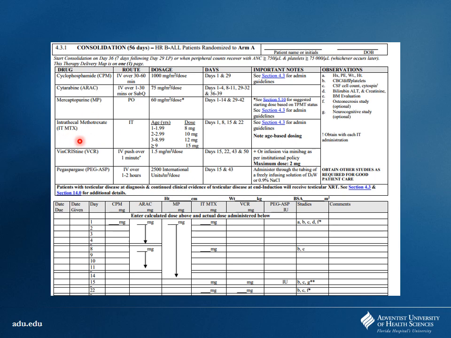So for instance, with intrathecal methotrexate, people's spinal column and the CNS don't really change a whole lot based on a patient's weight or height necessarily, probably more on height. But you'll notice here that based on the age of the patient, we give different doses. If they're 1 to 2 years of age, they get 8 milligrams. If they're 2 to 3, they get 10 milligrams. And so you'll see that the dosing changes. This is why it's so important that we are looking at these roadmaps and making sure that we're giving things appropriately.